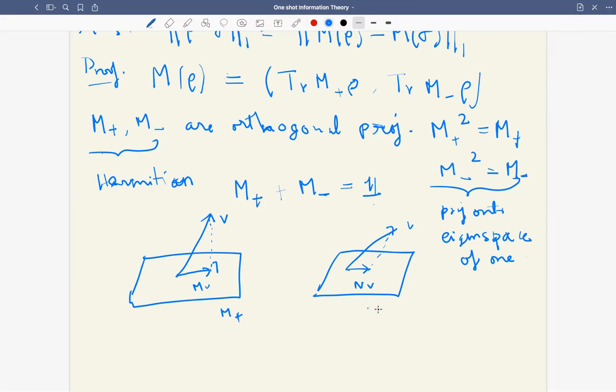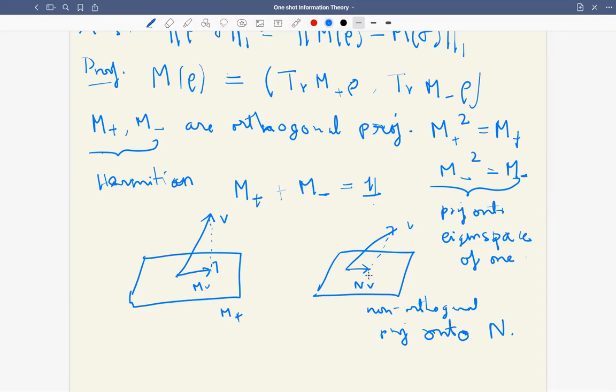Okay, so this is non-orthogonal projection onto a subspace. You can see why the square has to be itself, because whether you're in the orthogonal picture or the non-orthogonal picture, you take a vector, you project it once, and if I project it a second time, I will get the same thing.